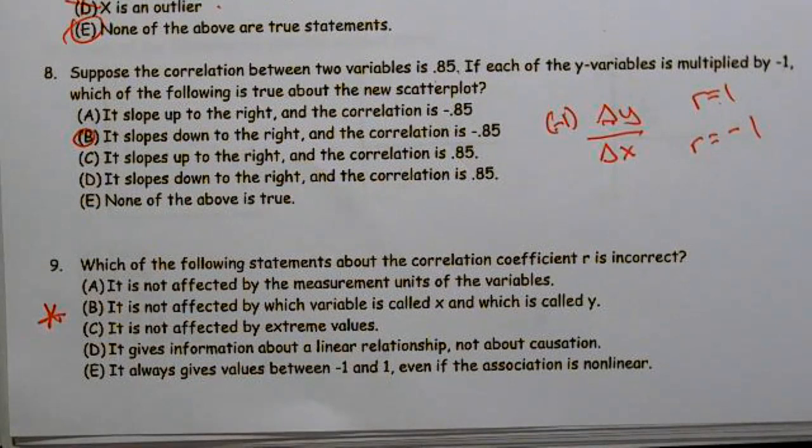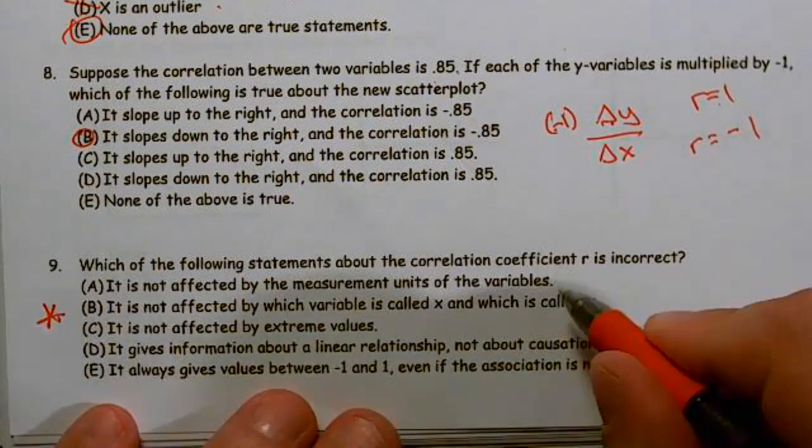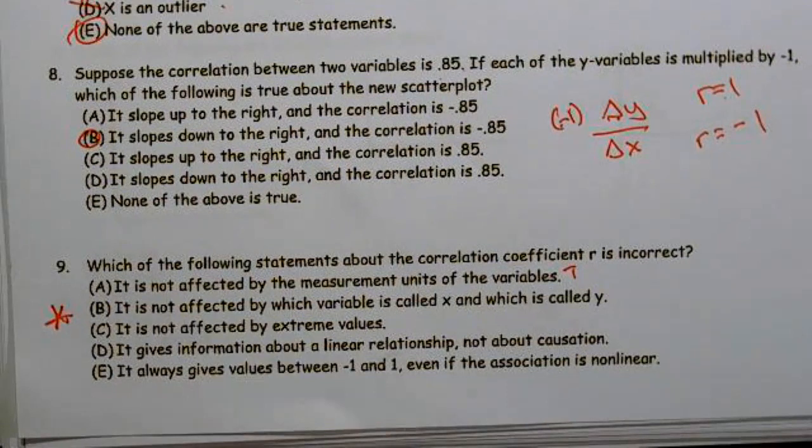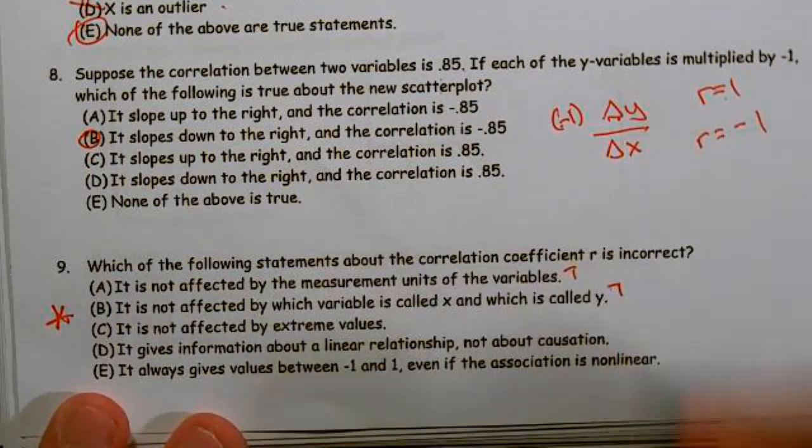It is not affected by the measurement units of the variables, and that's true. It is not affected, all right? So if I multiply all the y's by 3, there's no effect. If I multiply all the x's by 3, there's no effect. It is not affected by which variable is called x and y, that is true because the relationship is the same. Now the equation is swapped, but the relationship is the same. So that's also a true statement.